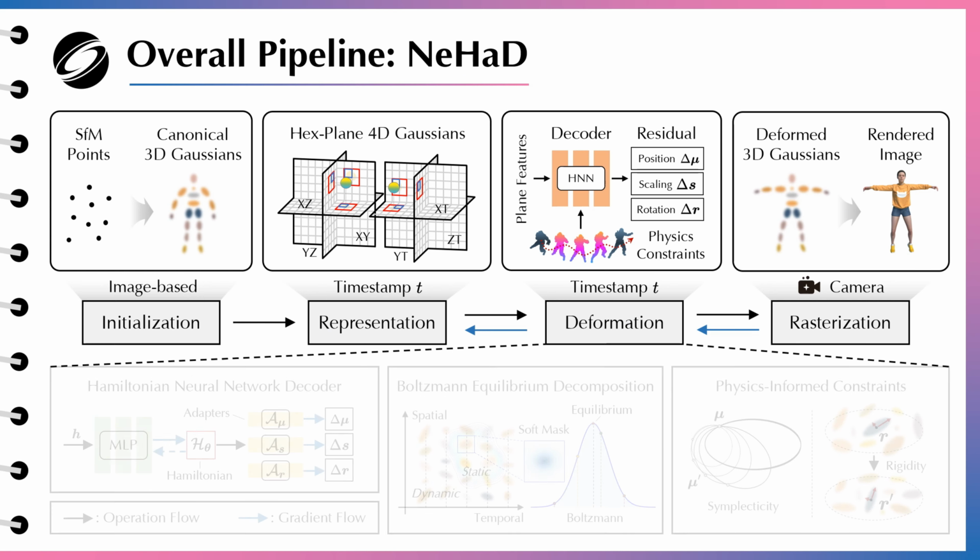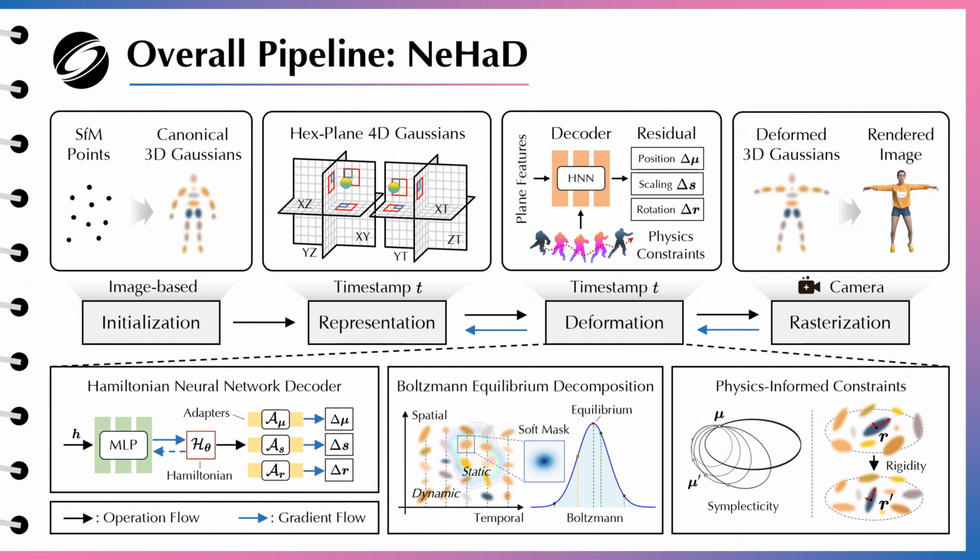NeHaD introduces three core innovations. First, a Hamiltonian neural network decoder that learns physically plausible deformations. Second, Boltzmann equilibrium decomposition for adaptive static dynamic separation. And third, physics-informed constraints to ensure robust dynamics. Now, let's dive into the details.